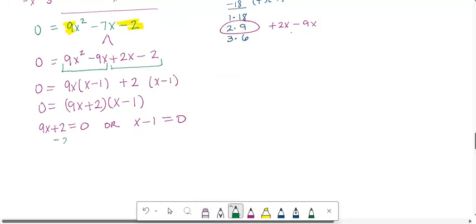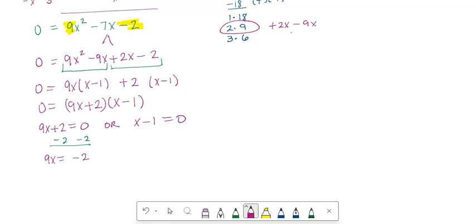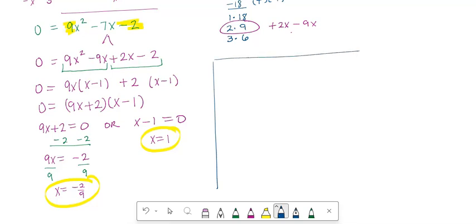Let's subtract 2. 9x equals negative 2. Divide by 9. So x is equal to negative 2/9 is one of our options. For the other option, we're getting x is equal to 1. Now, before we claim these as our answers, we need to go back and check in the original to make sure that they actually work. Because sometimes when we square square roots, what happens is we're making everything positive. And so sometimes there are extraneous solutions that show up, solutions that don't actually work in the original.